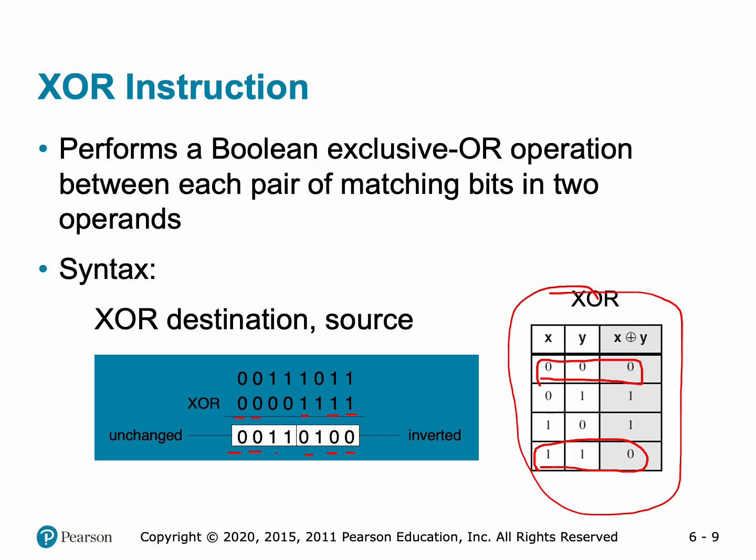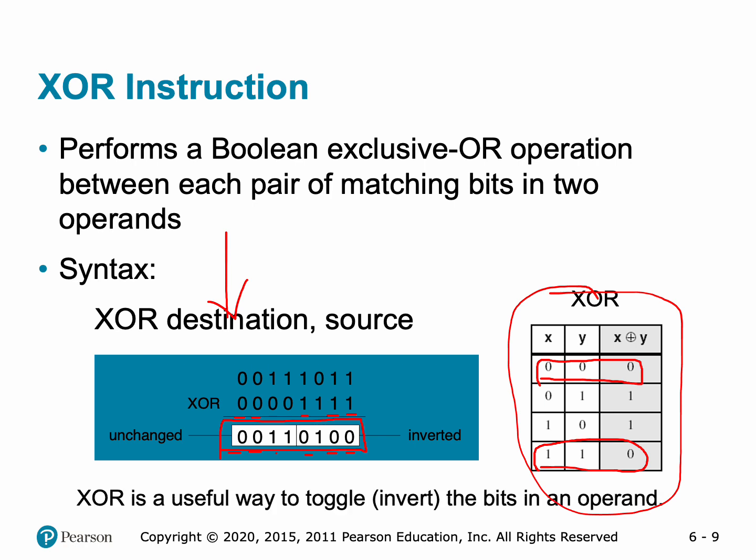So you're looking for bits that are the same. If they're the same, either equal to 0 or 1, then we change that bit to 0. Remember that this value down here is going to be saved in the destination right there. Whatever that destination is, whatever register you put there, that's where it's going to be saved. Or it could be a memory location. XOR is a useful way to toggle or to invert the bits in an operand.